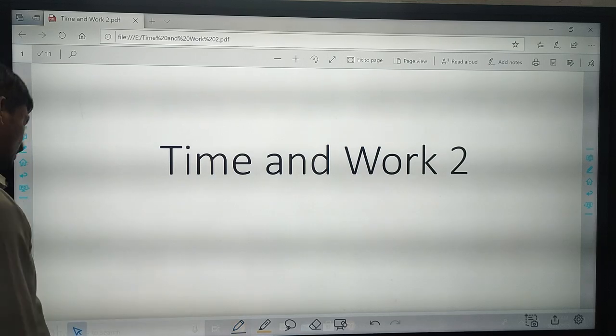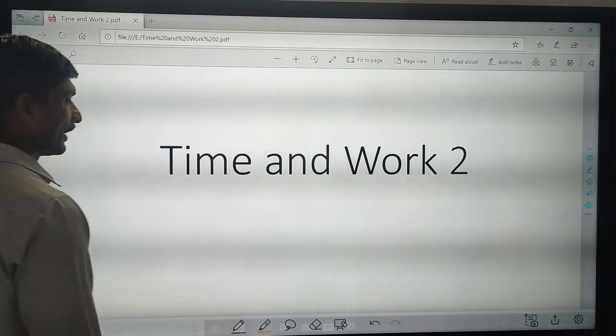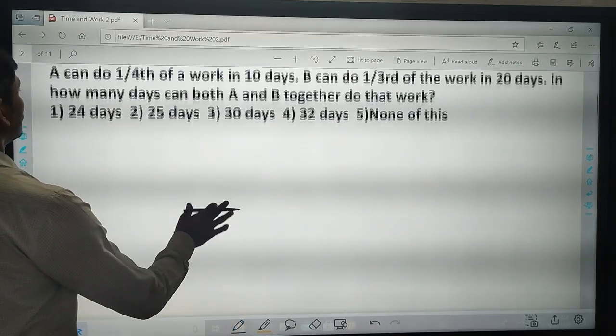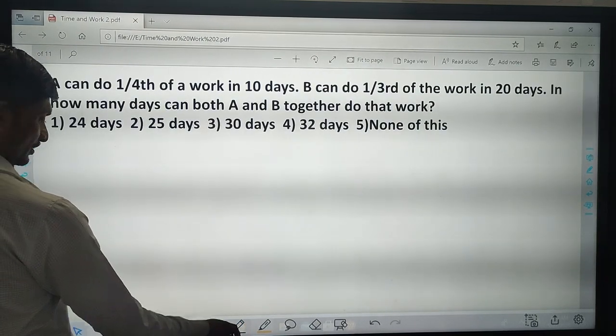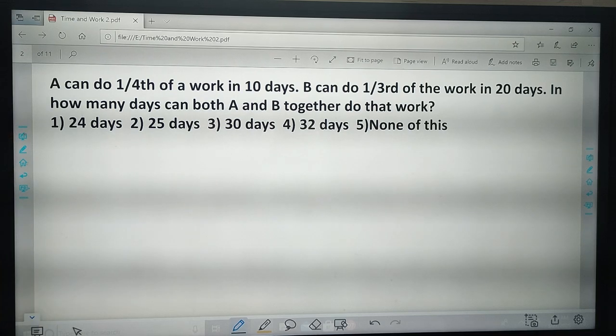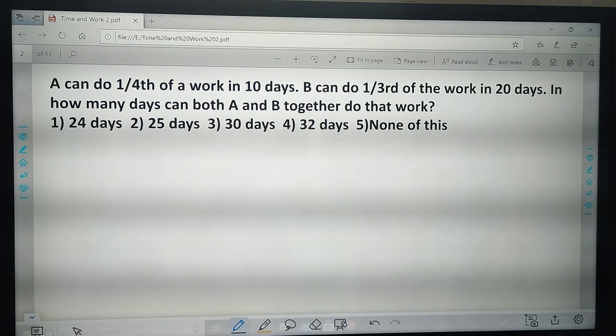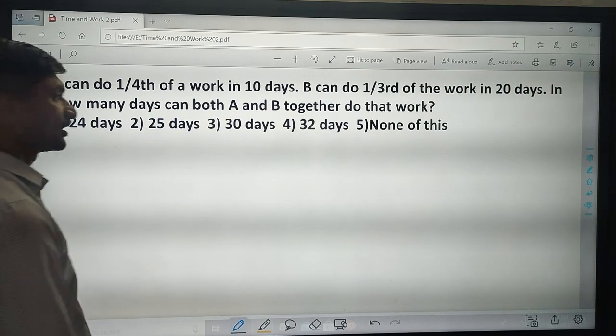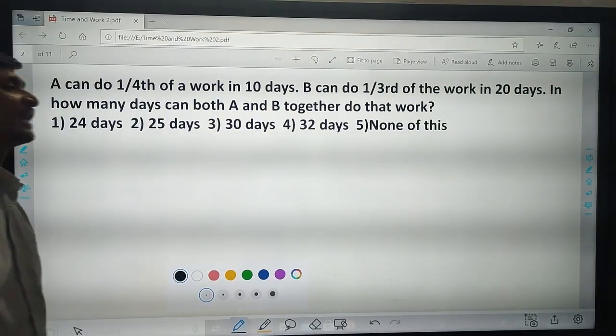Now we see time and work examples. Here, A can do 1/4 of the work in 10 days. B can do 1/3 of the work in 20 days. In how many days can both A and B together do that work?